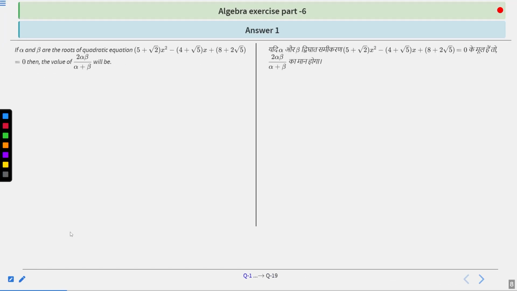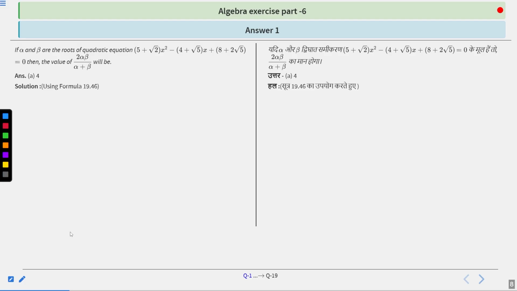Now, if alpha and beta are the roots of the quadratic equation (5 plus root 2)x square minus (4 plus root 5)x plus 8 plus 2 root 5 equal to 0, then we have to find the value of 2 alpha beta upon alpha plus beta. The answer to this question is option number A, 4.